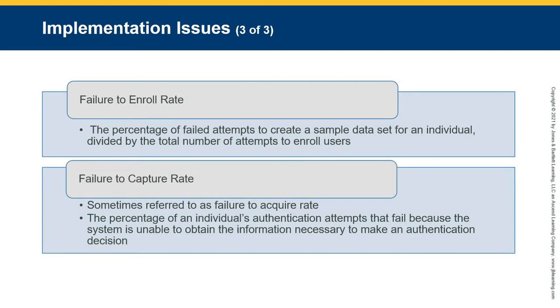Implementation issues: failure to enroll rate, the percentage of failed attempts to create a sample data set for an individual divided by the total number of attempts by users. Failure to capture rate, sometimes referred to as the failure to acquire rate, the percentage of individuals' authentication attempts that fail because the system is unable to obtain the information necessary to make the authentication decision.